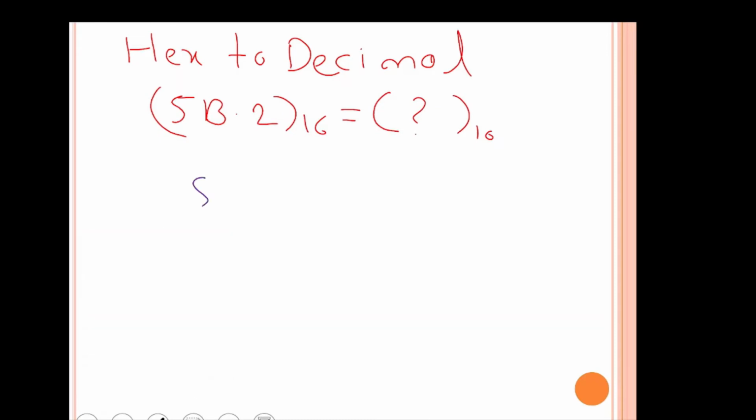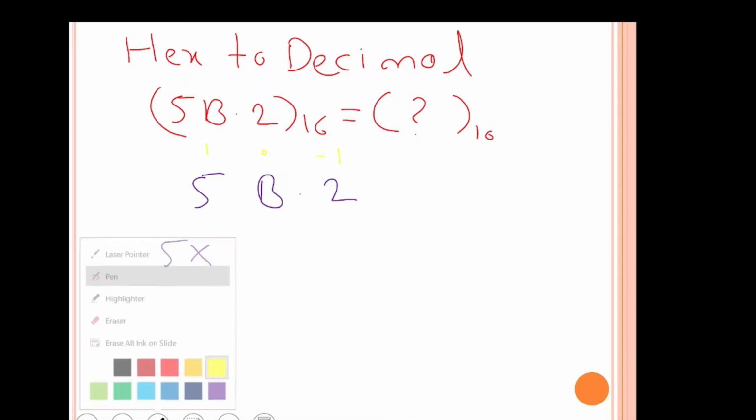First we have to note down the number 5b.2. Then multiply each digit by its positional weight. For this digit, the positional weight is going to be 16 raised to 0. For this it is 16 raised to 1. For this it is 16 raised to minus 1.